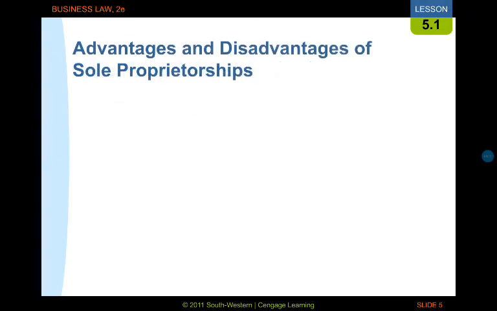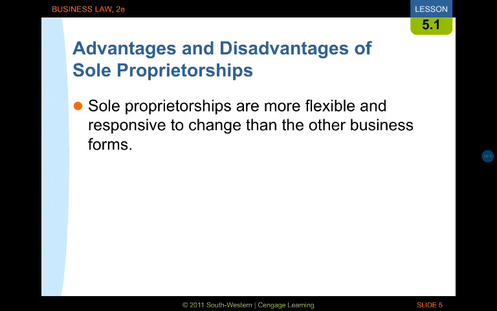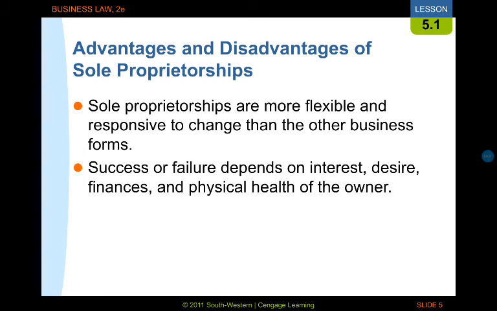Advantages and disadvantages of sole proprietorship. Sole proprietorships are more flexible and responsive to change than other business forms, simply because the owner is able to move and make decisions. Success or failure depends on interest, desire, finances, and physical health of the owner.